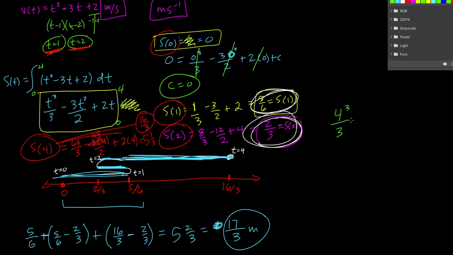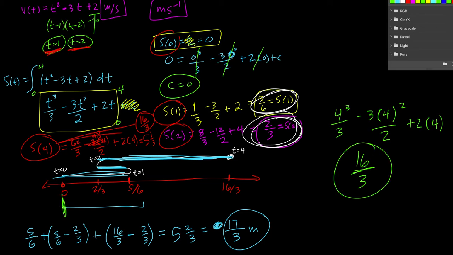And let's see. So we do that, minus 3 times 4, plus 2 times 4, and if we do this, we'll simplify it. We'll get the same thing we got right here, which is 16 thirds. And so that represents the total displacement, or how much it would be if we kind of looked at the beginning and the end, but we didn't look at the stuff in between.